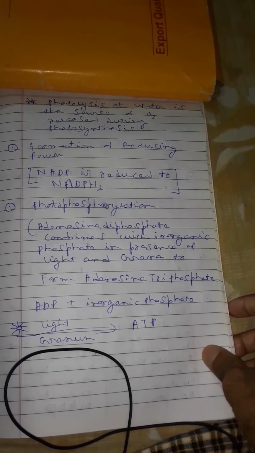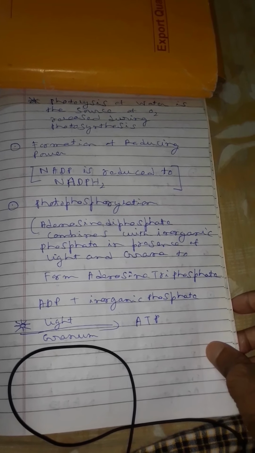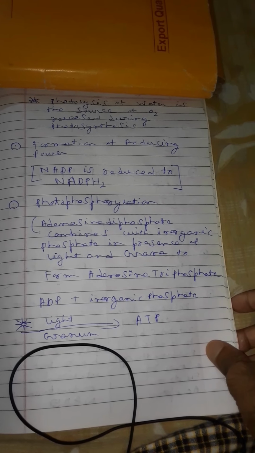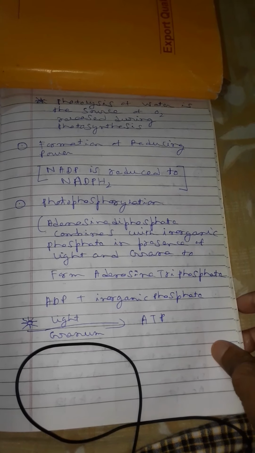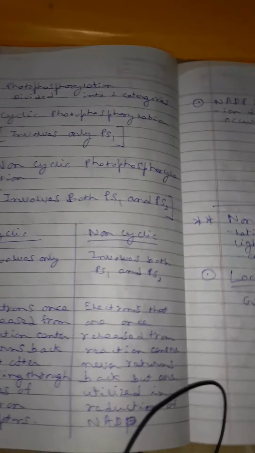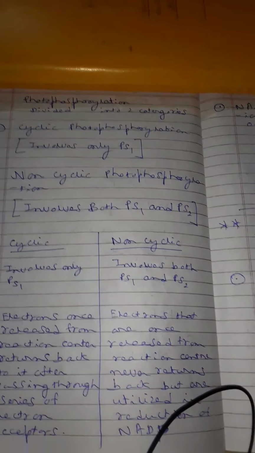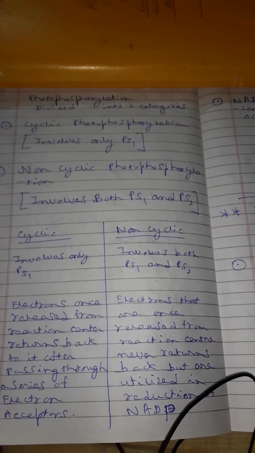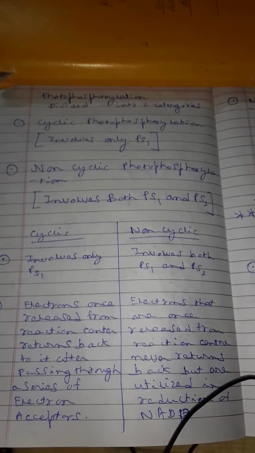Photophosphorylation. It is the process in which adenosine diphosphate combines with inorganic phosphate in the presence of solar radiation and granum to form adenosine triphosphate. It is of two categories: cyclic photophosphorylation and non-cyclic photophosphorylation. Cyclic photophosphorylation involves only photosystem 1. Non-cyclic photophosphorylation involves both photosystem 1 and photosystem 2.